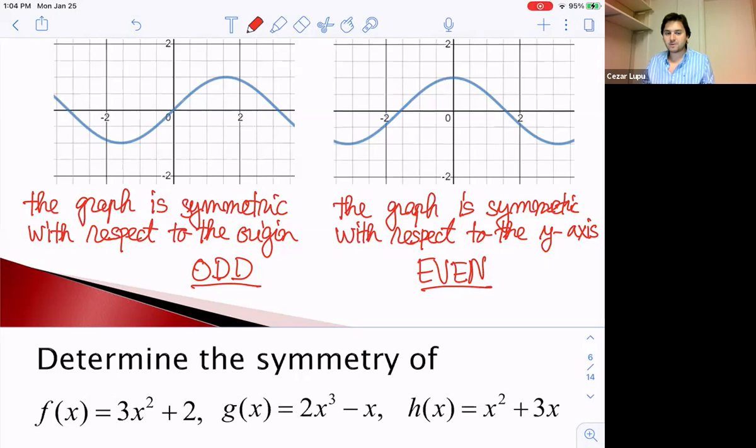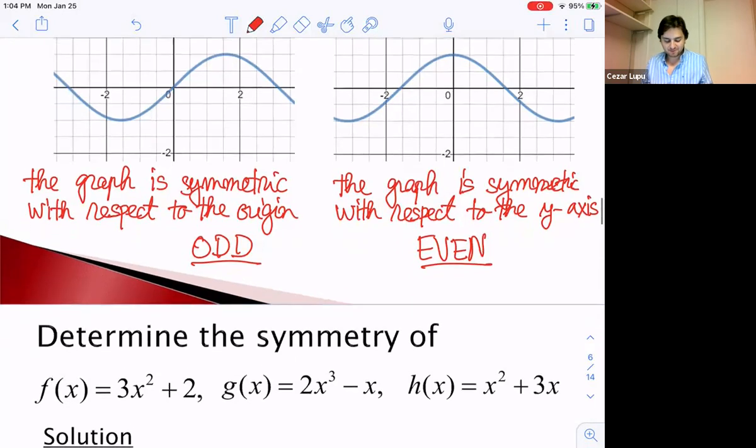Because you have an x cubed. But you also have a negative x there. But anyway, we'll deal with that. And what about the third one? Even. Even, huh? All right, we'll see. It's a bit tricky here, but anyway, we'll see.